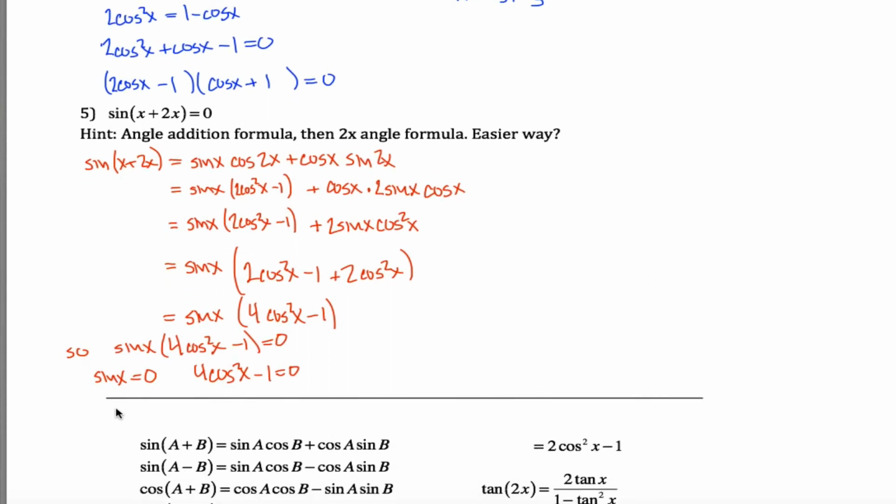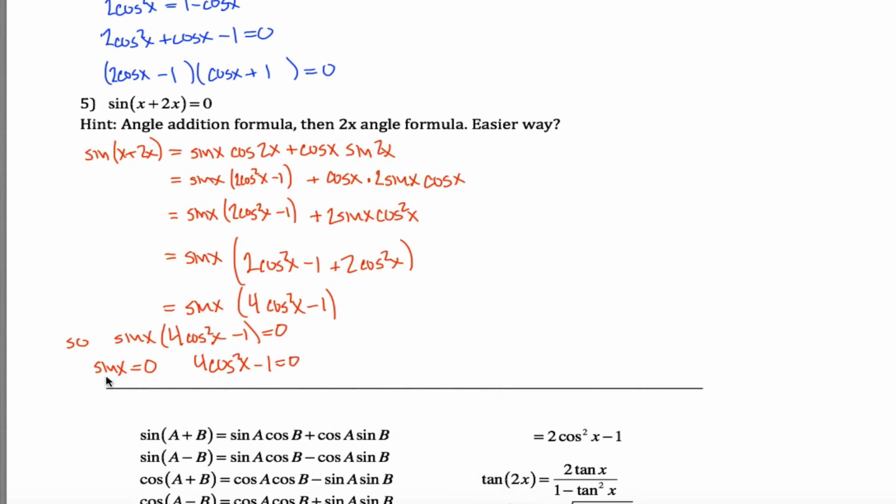Sine of x equals 0. Let's see, that's the height is 0. The height is 0 when x equals 0, and again when x equals pi. And again at 2 pi and 3 pi, but those aren't in the specified range. Over here, if you add 1 to both sides and then divide by 4, you get cosine squared x is equal to 1/4. Take the square root of both sides of the equation, you get cosine of x is equal to 1/2.